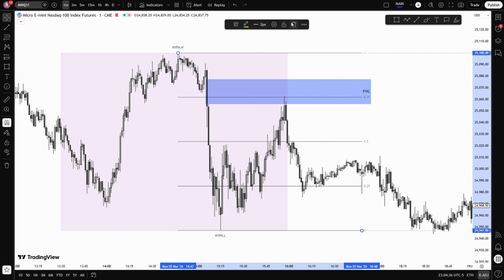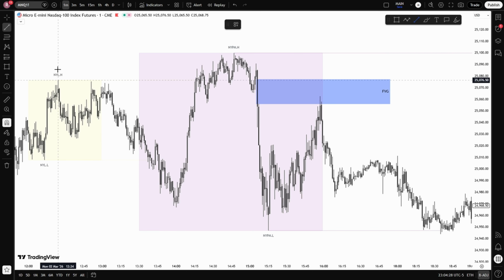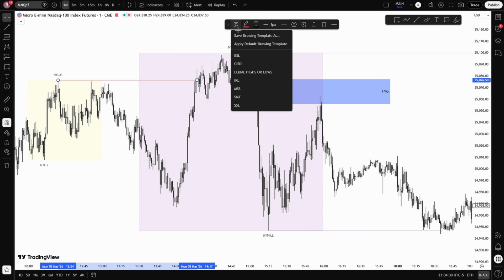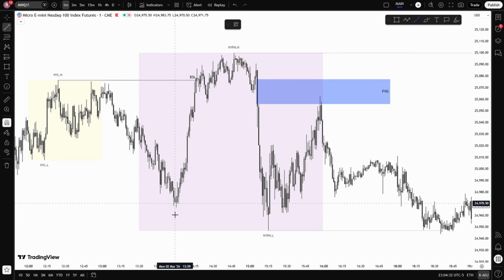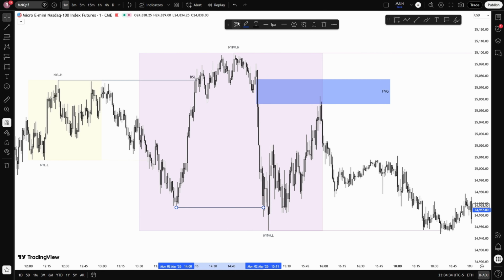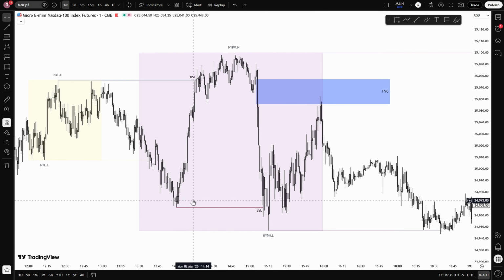External range liquidity is different. External range liquidity is a swing high or a swing low. It is the buy-side liquidity resting above highs or the sell-side liquidity resting below lows. These are the obvious liquidity pools that most traders can see. They sit outside of the current range, which is why we call them external.